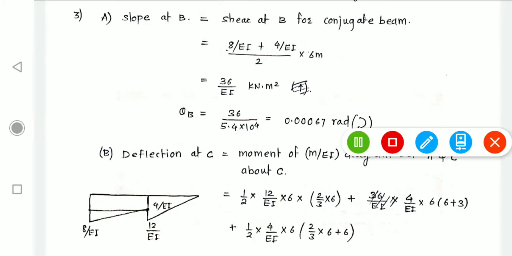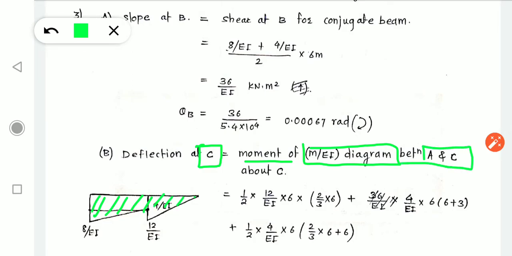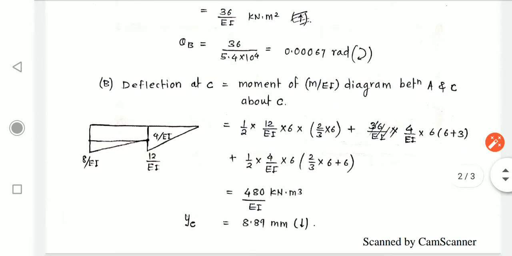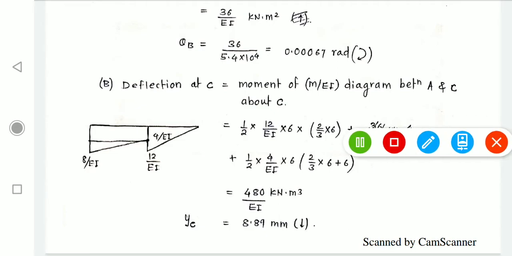How to calculate deflection? For deflection we have to take the bending moment of the M by EI diagram. They asked us for the deflection at C. So we will take the moment of the area between A and C about C, because we want to calculate at C. Understood? So I have divided the given bending moment diagram into three parts: 1, 2, and this one is 3. Okay, so let's do it one by one.